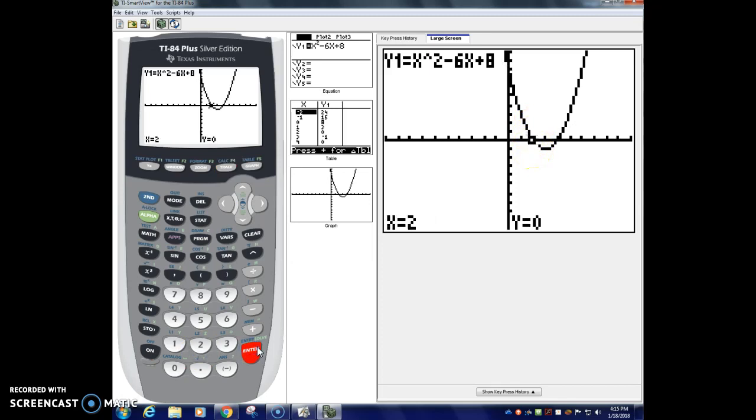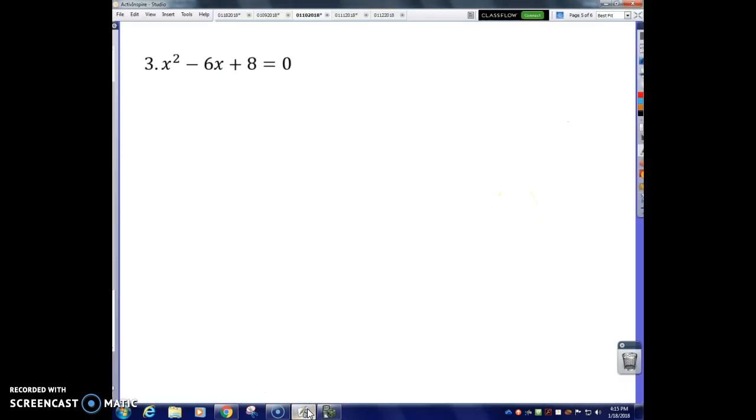So 2 gives me y equals 0, so that's good. And now let's check 3, 4, x equals 4. And that also gives me y equals 0, so that's good. So our two solutions are x equals 2 and 4. Or, again, you might see it like this as an answer choice.